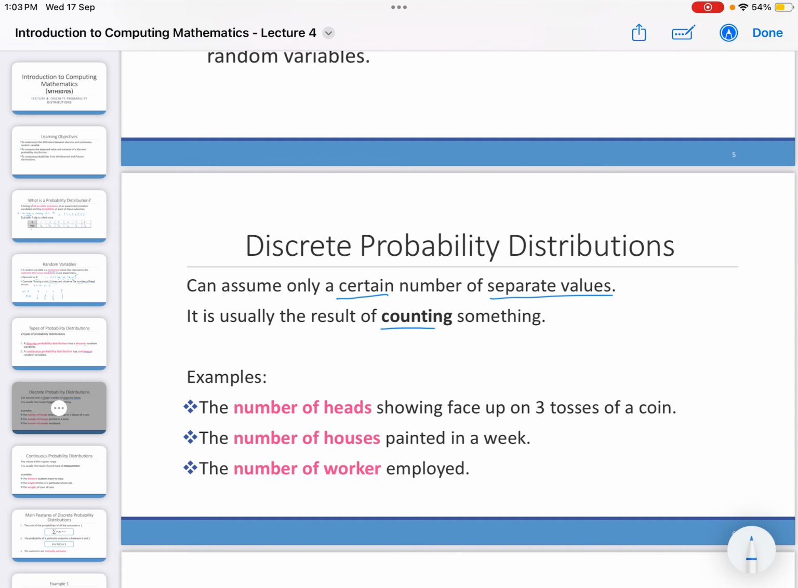For example, the number of heads showing face up on 3 tosses of a coin. Another example is the number of houses painted in a week, or the number of workers employed. So all these things are like we count something, so it is a discrete value.